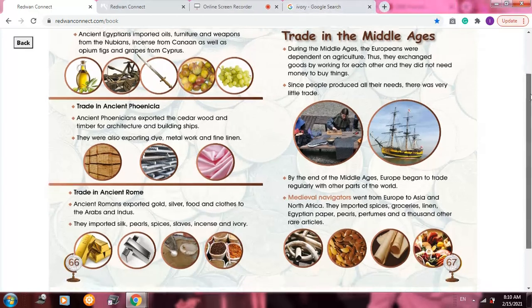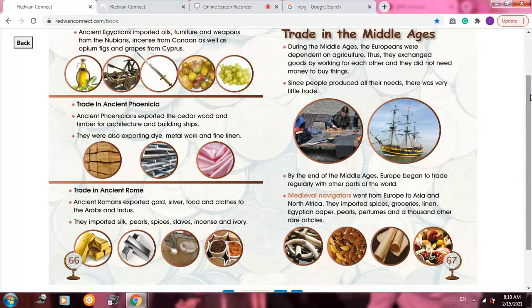Okay, the last country we're going to talk about today is ancient Rome, the last civilization. Now, ancient Romans also exported, they sent. Why? Because they have extra of it. They have a lot of this item. They exported gold, silver, food, and clothes to the Arabs and Indus. So ancient Rome was known for its gold, silver, clothes, and, of course, some good food, which nowadays is, I guess, Italy, Rome.